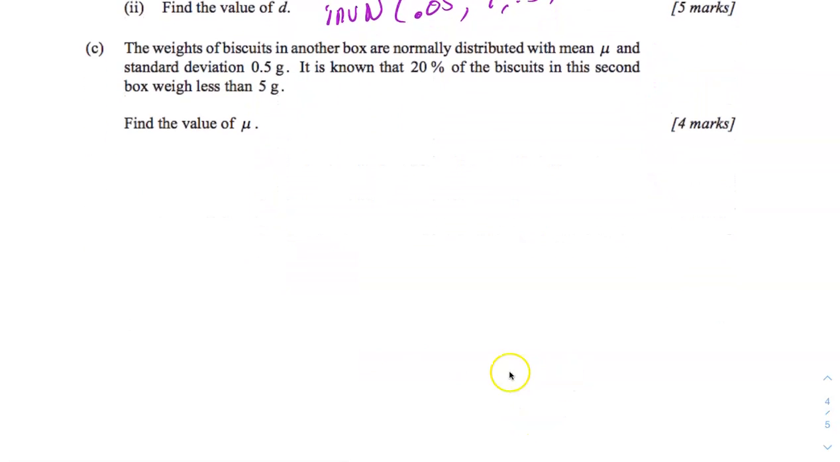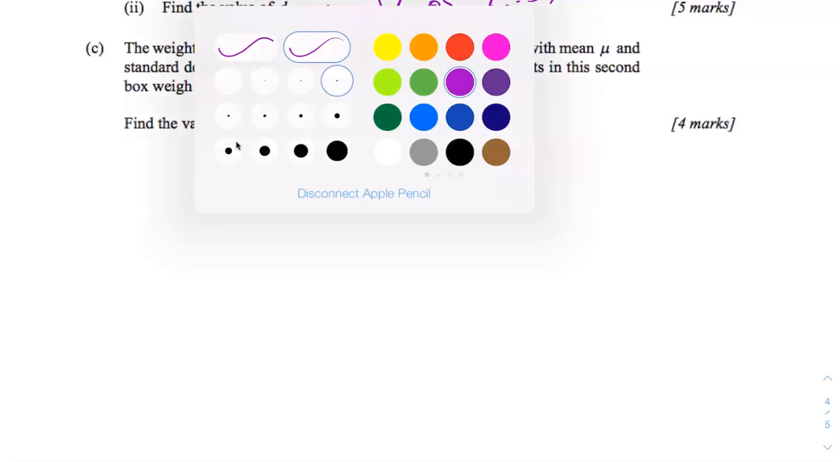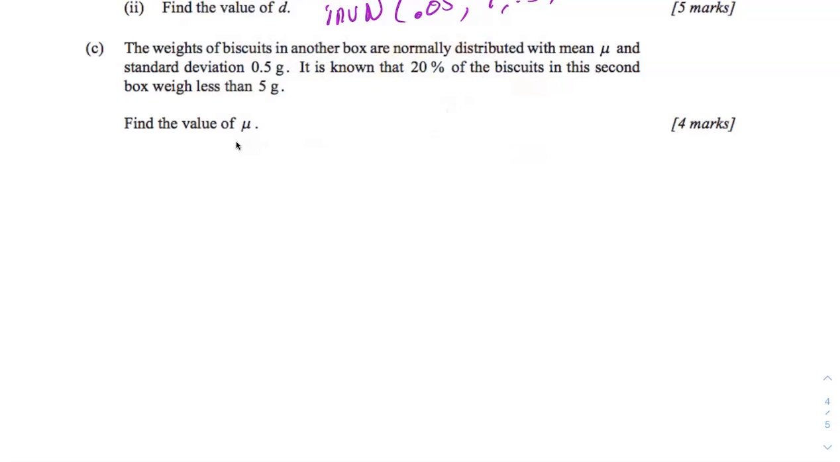The weights of biscuits in another box are normally distributed with a mean of mu and a standard deviation of 0.5. It is known that 70% of the biscuits in the second box weigh less than 5 grams. Find the value of mu. Again, they throw us a little curveball here, but you're missing the mean in this case. So your mean is missing, so we have to use our formula. Anytime you're missing either the mean or the standard deviation, you use the standard normal formula. Standard deviation is 0.5.